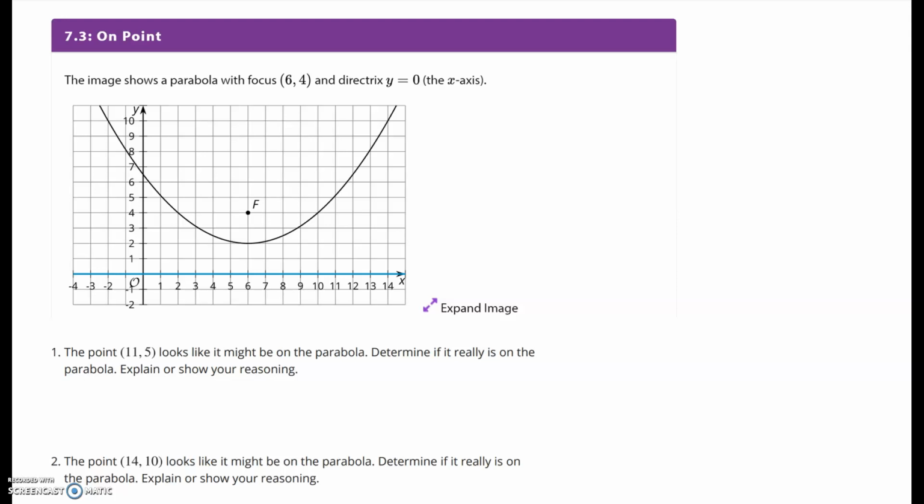So in this picture, we have a parabola that has a focus at the point 6, 4. So we're going to put that focus in at the point 6, 4. And the directrix is the line y equals 0. Okay, so what we want to determine is, is the point 11, 5, here it is, over 11, up 5, on my parabola?